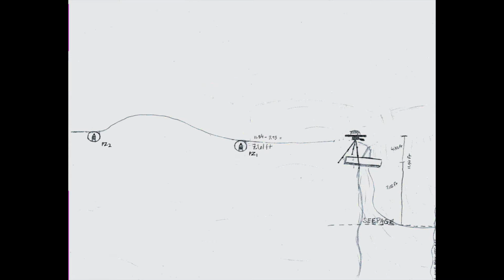We subtracted our previous measurement of 3.93 feet from the 11.54 feet to get a difference of 7.61 feet between the seepage face and the top of the casing at PZ1. By setting the seepage face elevation as 0 feet, we had our relative elevation of PZ1, 7.61 feet. To get the relative elevation of PZ2, we simply had to subtract the 0.14 feet difference that we identified earlier, which gave us an elevation of 7.47 feet.